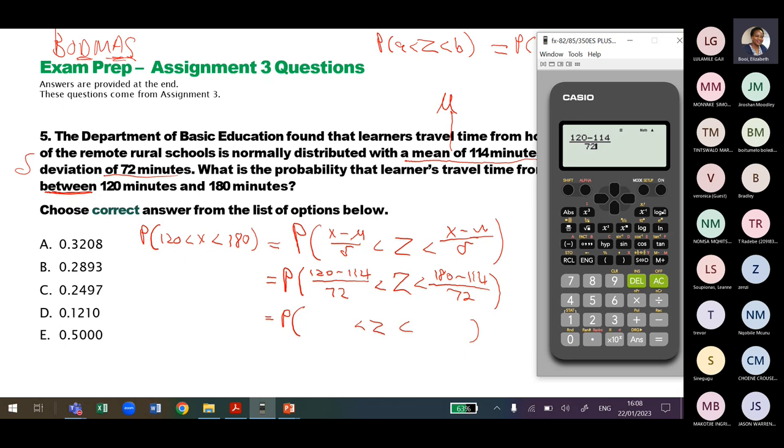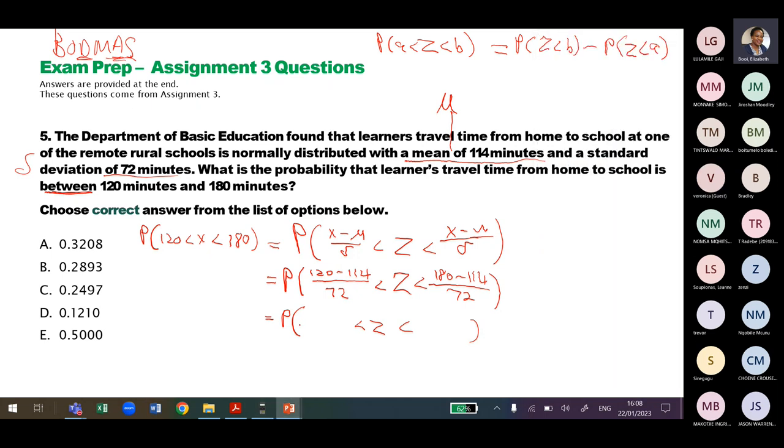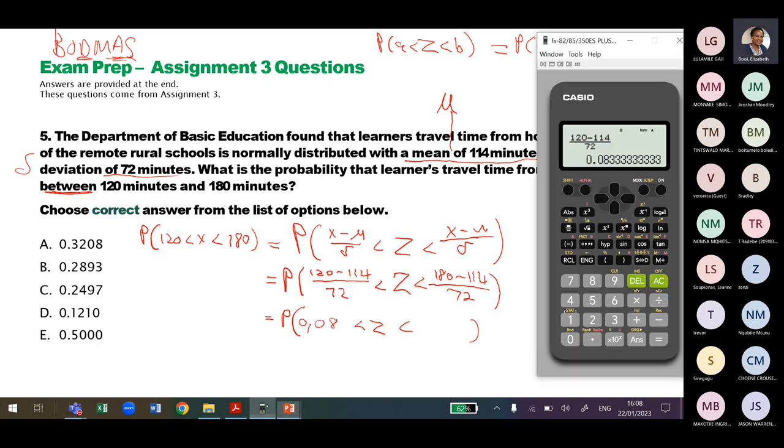What is the answer for the first one? 120 minus 114 divided by 72 is 0.08. Remember to keep it to 2 decimals. The number to the right of 8 is 3, so we don't have to do anything to the 8. So you will have 0.08. And do the same on the other side.